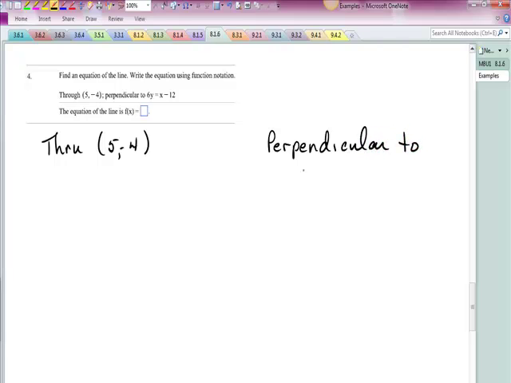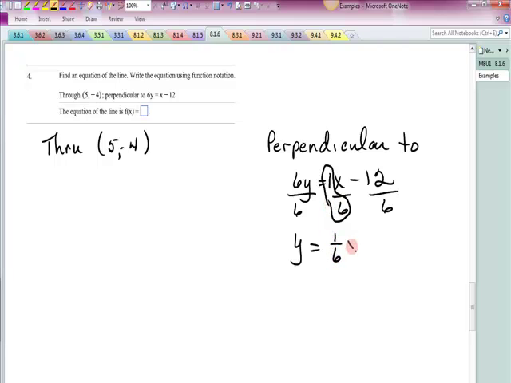to 6y equals x minus 12. All right, the word perpendicular, I need to know the slope of this line. Okay, I can do that by solving it for y. So y is equal to, I'm going to write the coefficient of x as the fraction 1/6 x minus 2. 12 divided by 6 is 2. The slope of this line is 1/6.